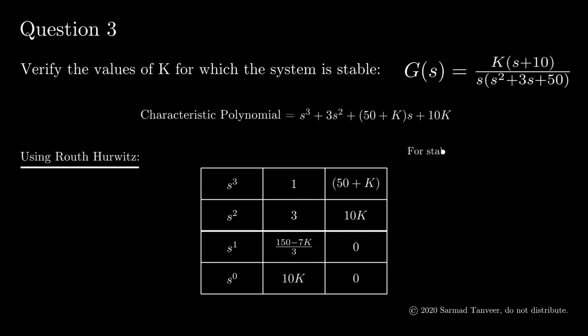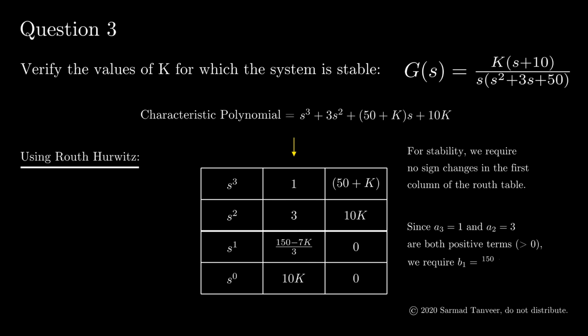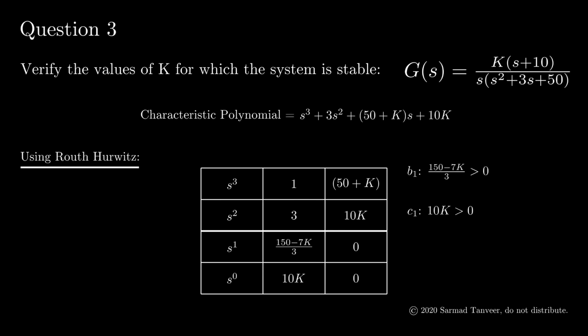For stability, we require no sign changes in the first non-trivial column of the Routh table, indicated by the arrow. This means either all the terms in this column must be negative, or they must all be positive. As 1 and 3 are already positive, for stability we require that b1 and c1 are both positive as well. b1 is positive for k less than 21.43, and c1 is positive for k greater than 0.